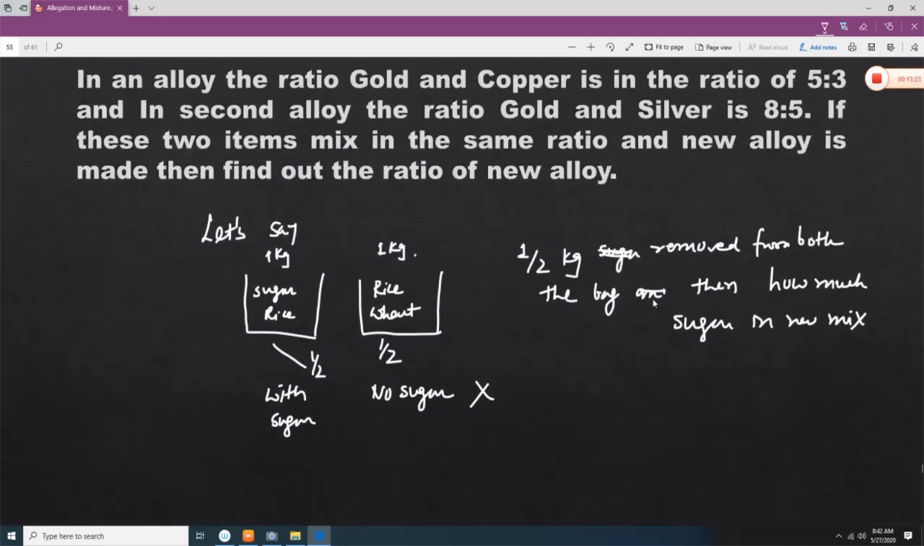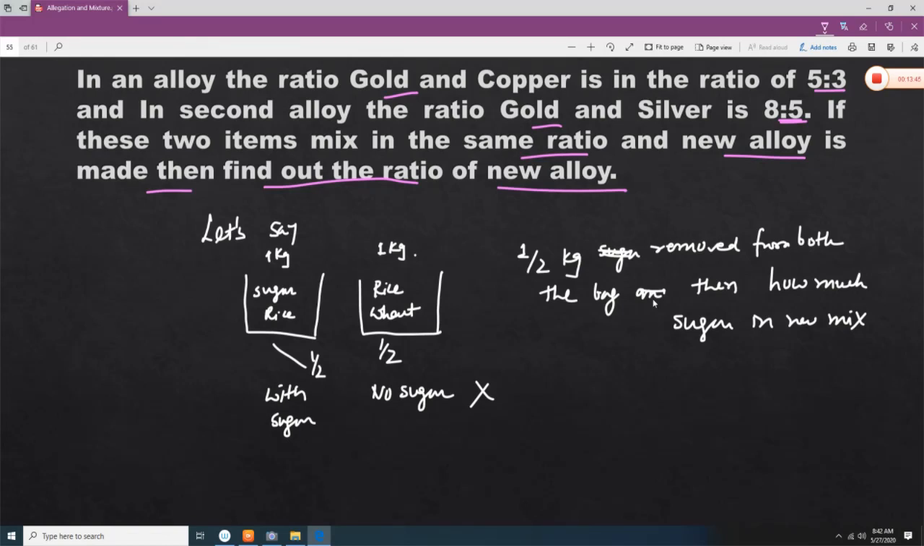In an alloy, the ratio of gold and copper is 5:3. In the second alloy, the gold and silver is in 8:5. If these two items are mixed in the same ratio, and a new alloy is made, then find out the ratio of the new alloy. Now let us understand this question in a different manner.